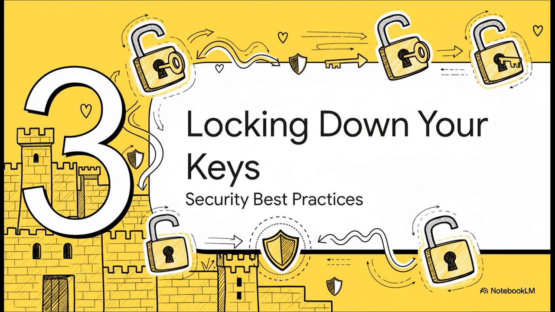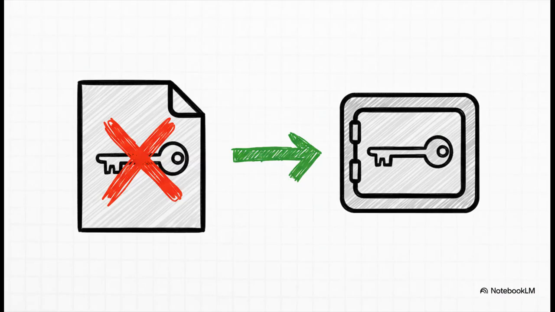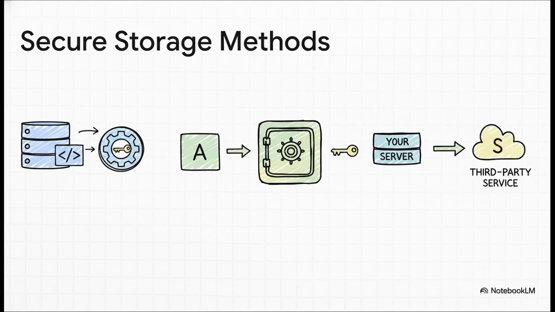It's time to learn the essential best practices for properly locking down your keys. The absolute number one golden rule is this: you should never, ever, ever store API keys directly in your source code. So the obvious question is, if not there, then where? You've got a few great options.